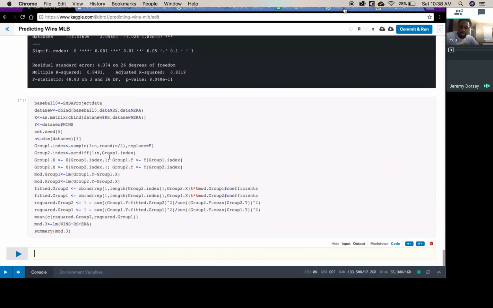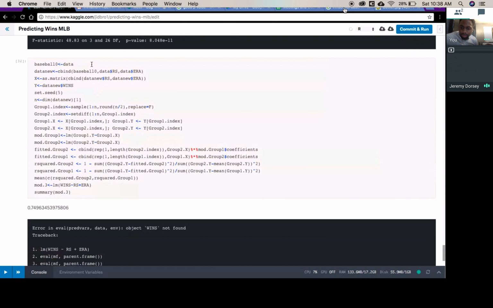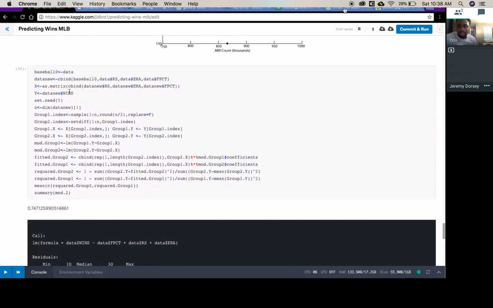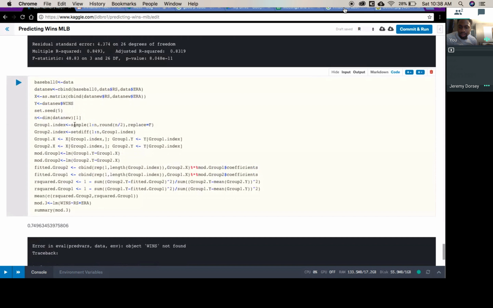And so when we run this, yep, see, error. You get this all the time when you aren't paying that close attention. Where is it? Not finding that. Wins not found, good sir. Data new wins. Go up to the first one. Data new wins. Scroll down again.